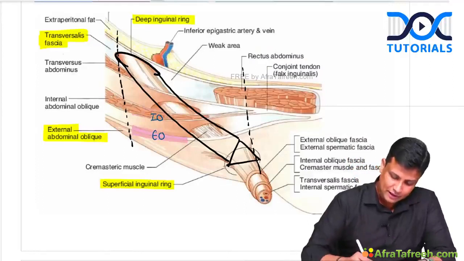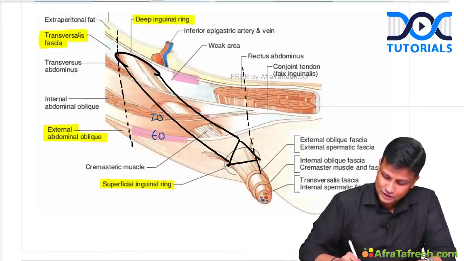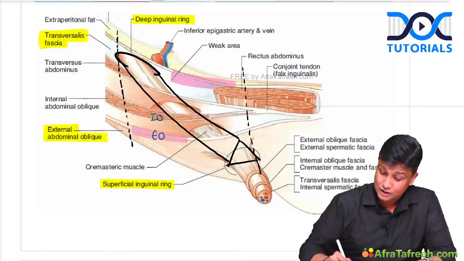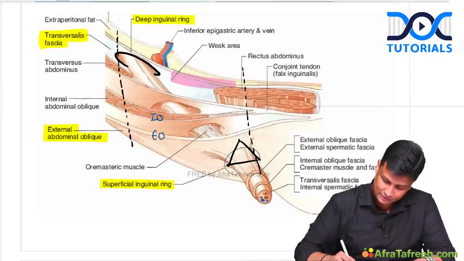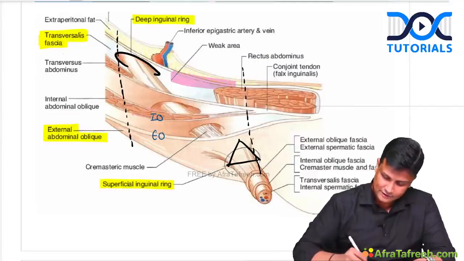Then what are you able to see behind, sir? Behind, you are able to see this fascia here, and that is your transversalis fascia. And then look here very carefully. Let me remove these lines from here. Look here very carefully, guys.